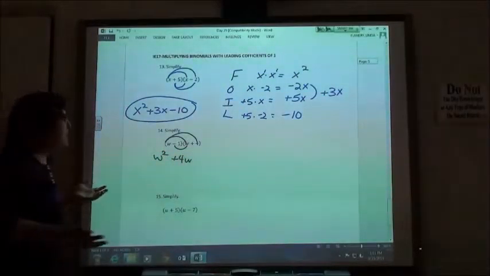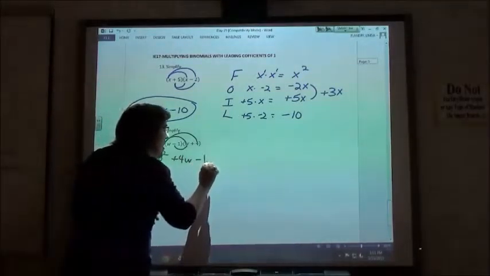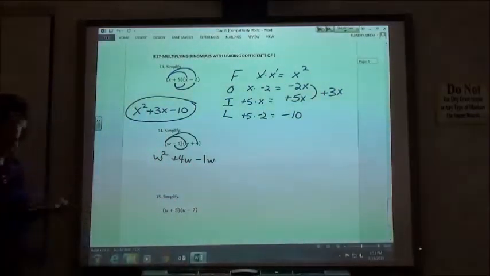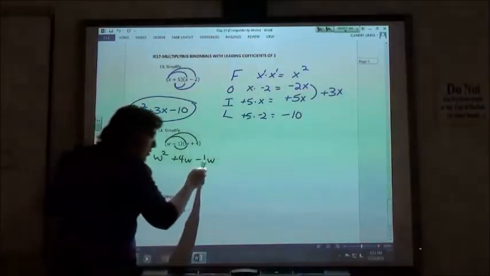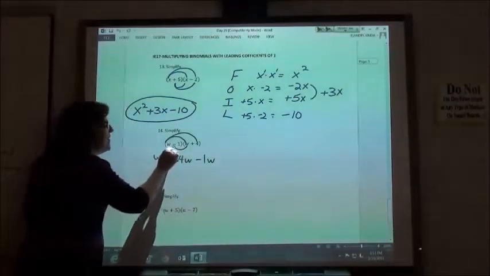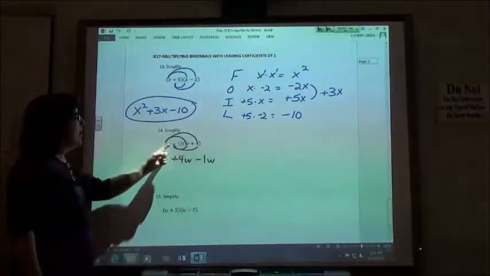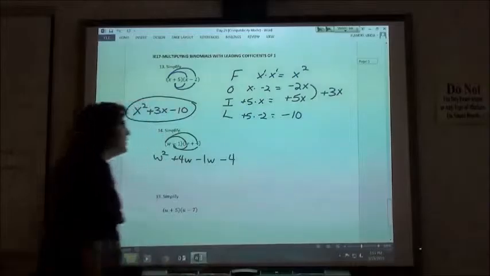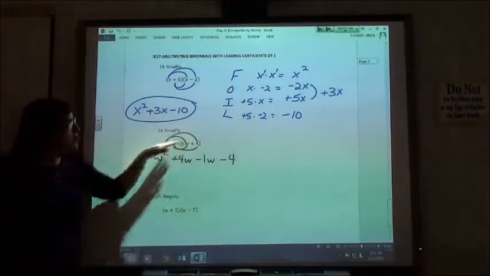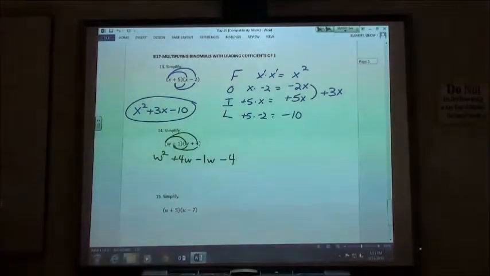Normally that's negative w, but since I'm doing my work, I can put the 1 in there if I want to, just to remind me that that's a negative 1w. My answer, I wouldn't want the 1 there. And then negative 1 times a positive 4. Negative times a positive is a negative, and 1 times 4 is 4. So keep in mind there, you're multiplying all of those together.